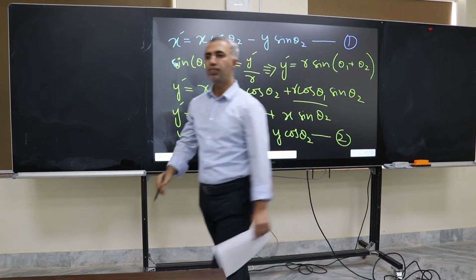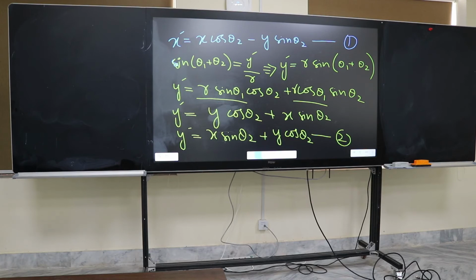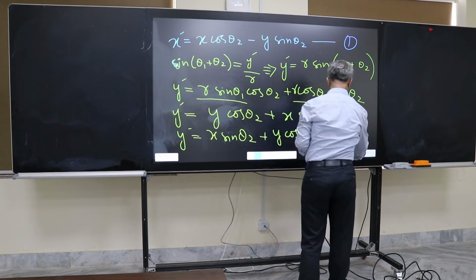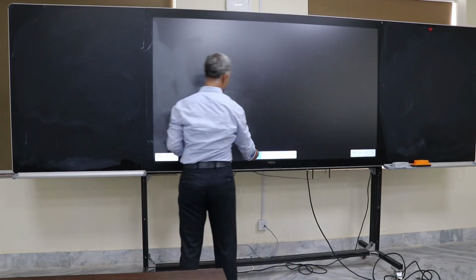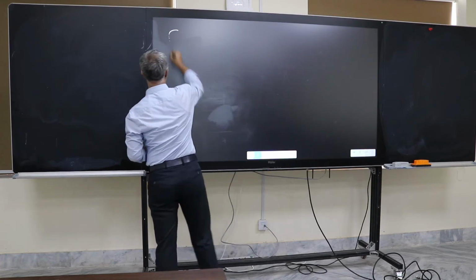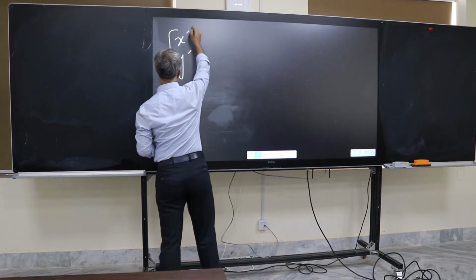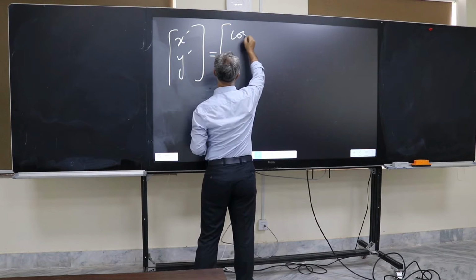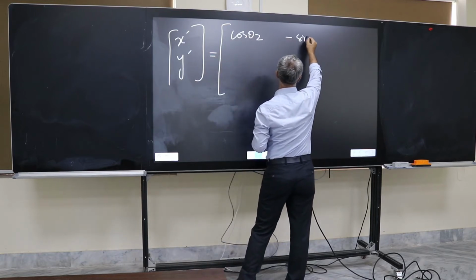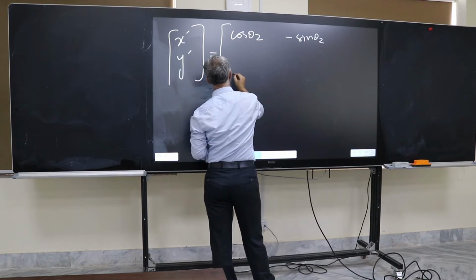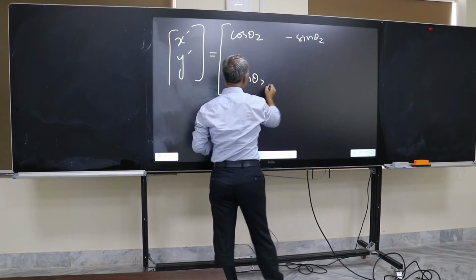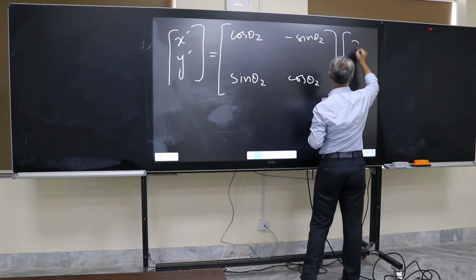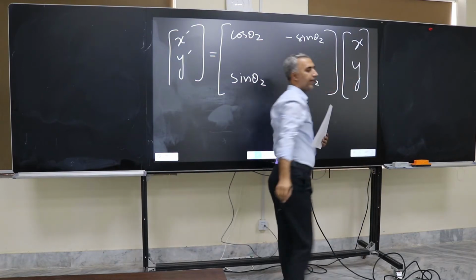You can encompass these two equations in the form of a matrix, because you need to know this. So you can write x prime, y prime, of course here cos theta 2, minus sin theta 2, here sin theta 2, cos theta 2, along with the original vector x, y, and you will get your answer.